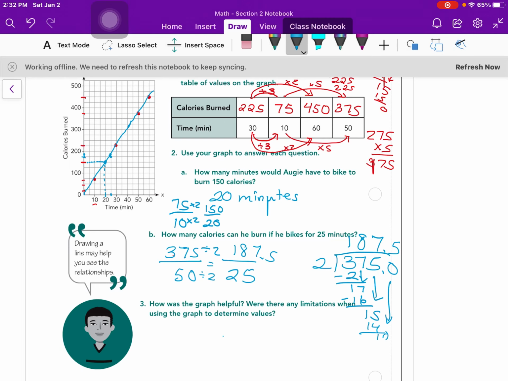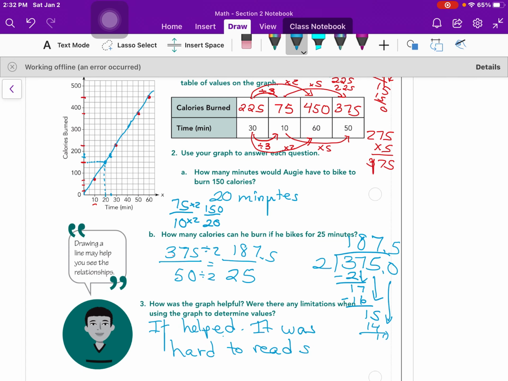How is the graph helpful? And were there any limitations when using the graph to come up with your values? Think about that for a second and write down your answer. Hopefully you said yes, it was good. It helped. Which one? I found it to be hard. It was hard to read some values.